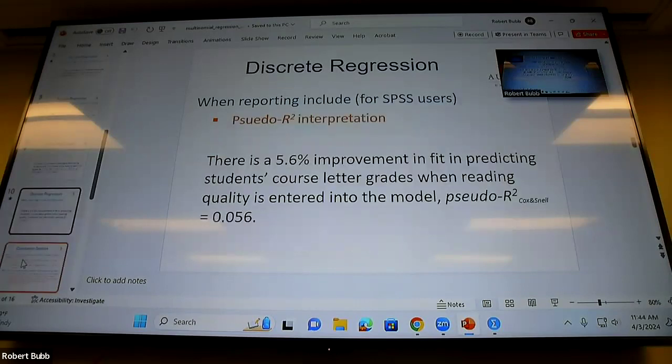We didn't talk about the pseudo R-squared. Same interpretation, right? So there is a 5.6% improvement in fit when predicting student course grades when reading quality is entered into the model, given the baseline. It doesn't report a baseline in your output here like it does for binary logistic regression, but there is a baseline fit, and once you add in that predictor, do we do a better job at predicting? In this case, it looks like it does. So what size of effect would this be? Is it a small, moderate, or large effect? What would you say here?